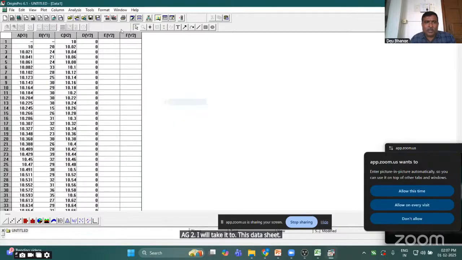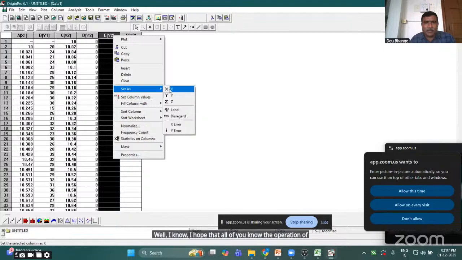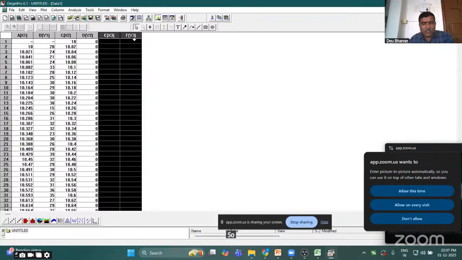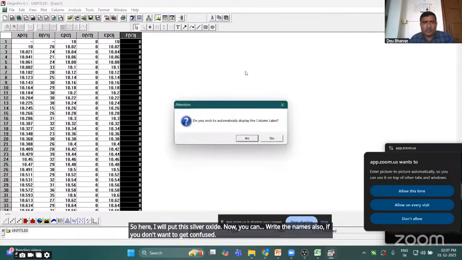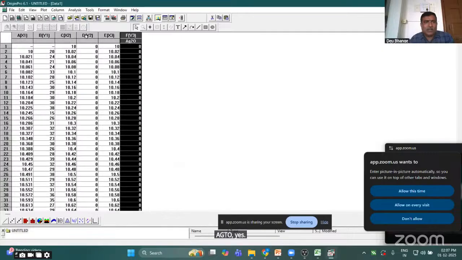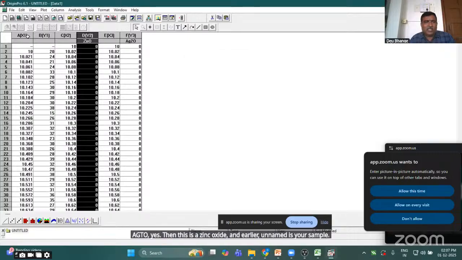I hope that all of you know the operation of this Origin software. So here I will put the silver oxide. Now you can write the names also if you don't want to get confused. Ag2O, yes. Then this is zinc oxide, and the earlier unnamed one is your sample. Now you can see that.